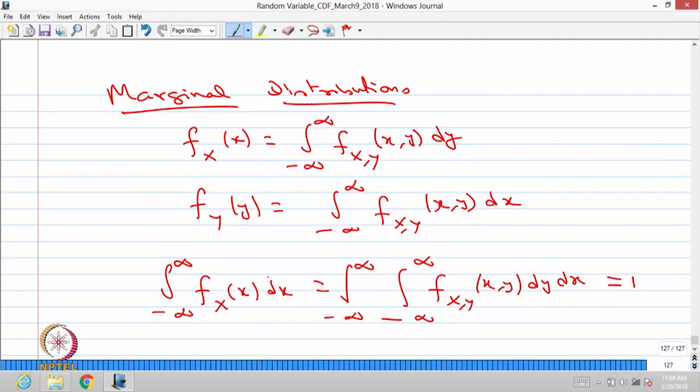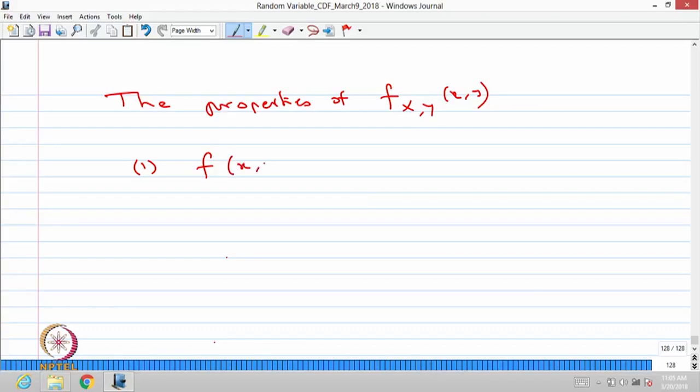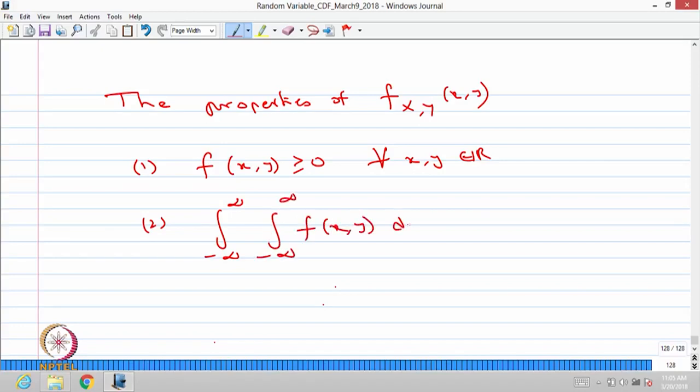Therefore, the properties of the joint probability density function are: first, it is always going to be greater than or equal to 0 for all x comma y belonging to the reals, and the second condition is that the double integration from minus infinity to infinity of the joint probability density function is always going to be 1.